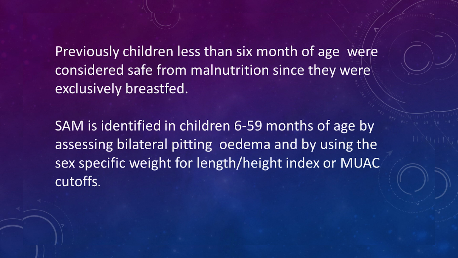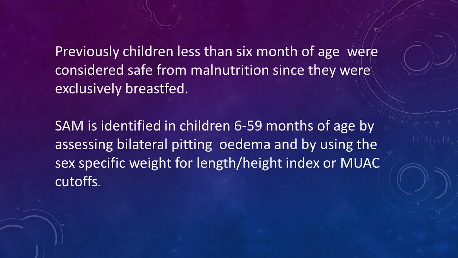Previously, children less than 6 months of age were considered safe from malnutrition since they were exclusively breastfed. Up to 6 months, the mother feeds her child regularly and multiple feeds are given to the child. So, they were away from acute malnutrition.